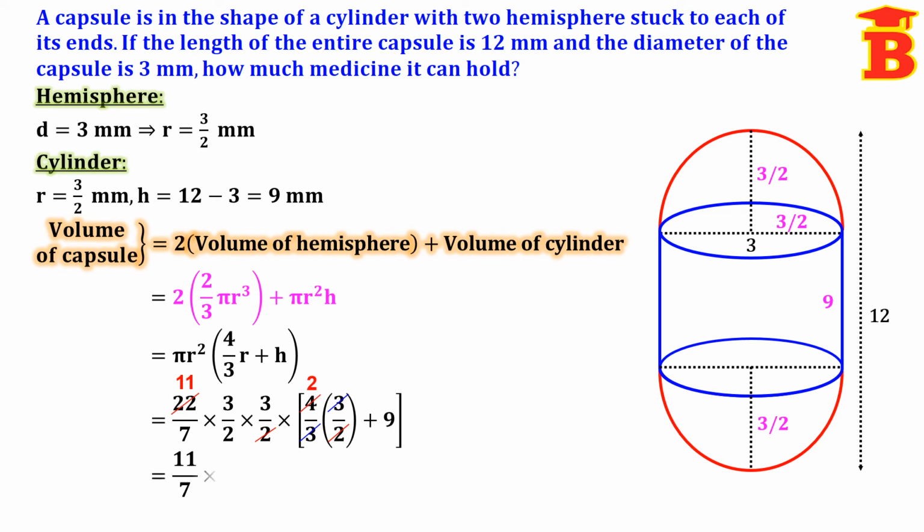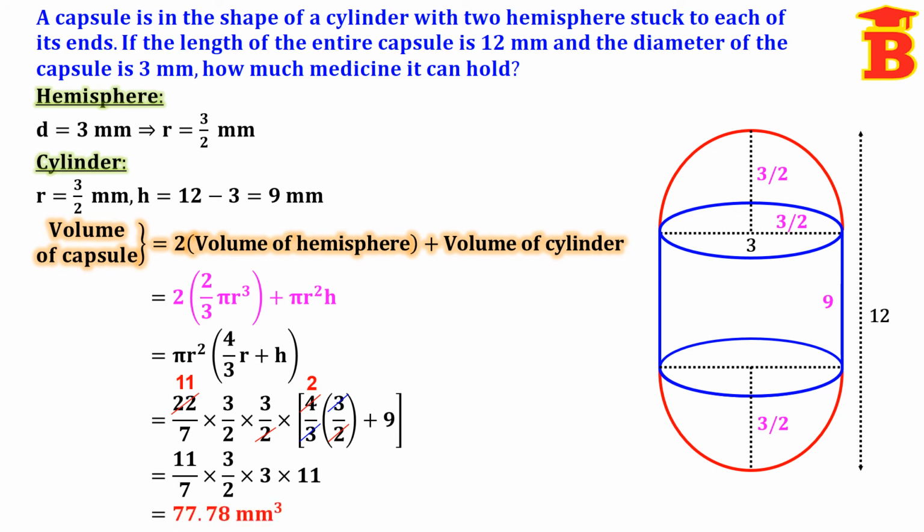Now let us write the numbers. That is 11 by 7 into 3 by 2 into 3 into this bracket. We have to add the numbers. That is 2 plus 9, which is equal to 11. So now multiply 11 into 3 into 3 into 11. So 11 into 11 is 121, into 3 into 3 is 9. So multiply 121 into 9 and then divide by 14.